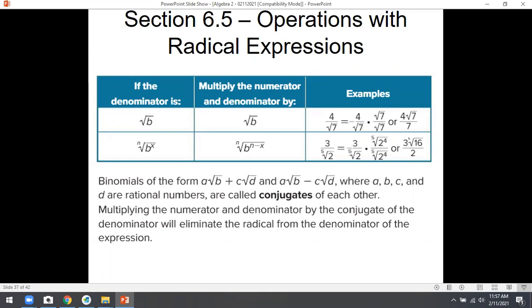Most of the time in your life, you're going to be cleaning up square roots. That's a pretty easy thing to do. But once in a while, you do have a weird root on the bottom, like a cube root or a seventh root or something. And that's what that second line in your table is for.